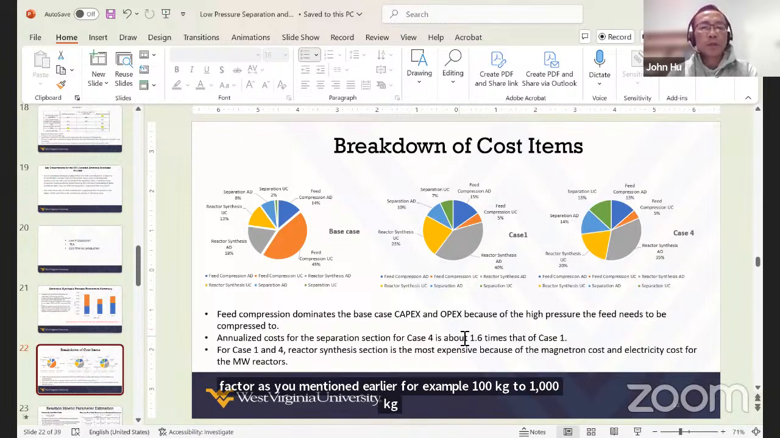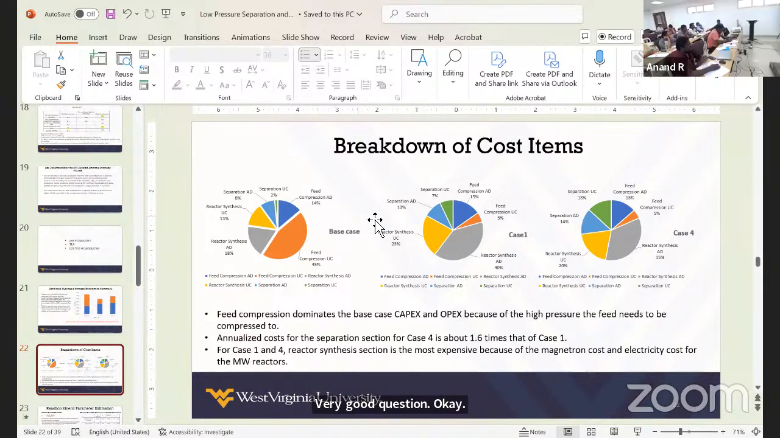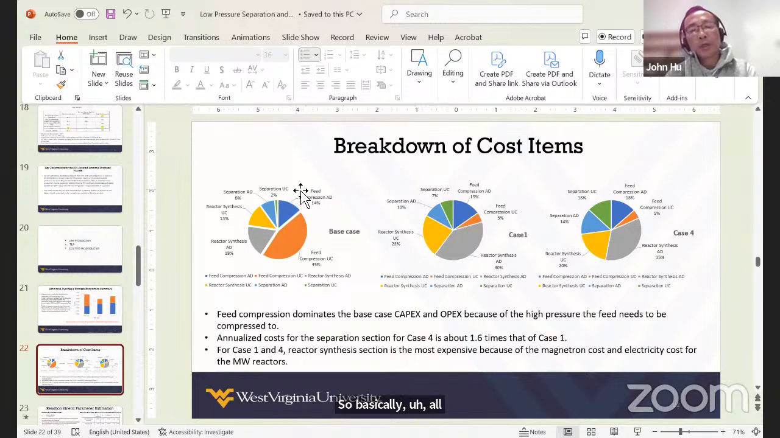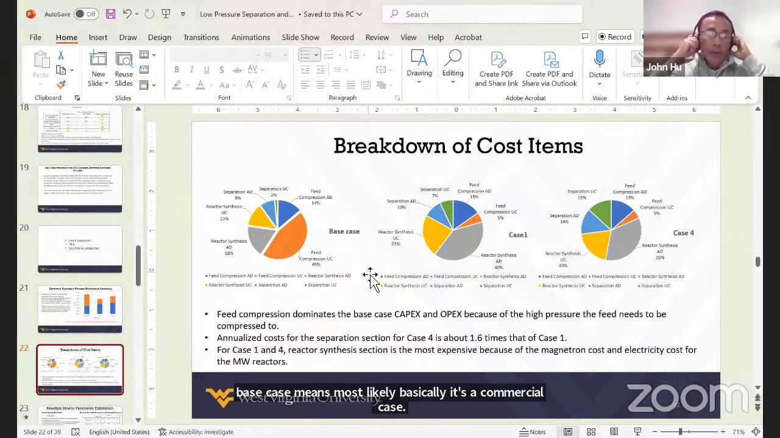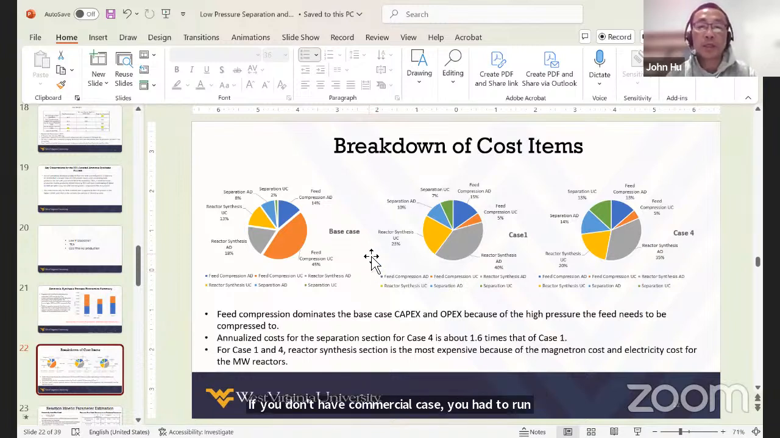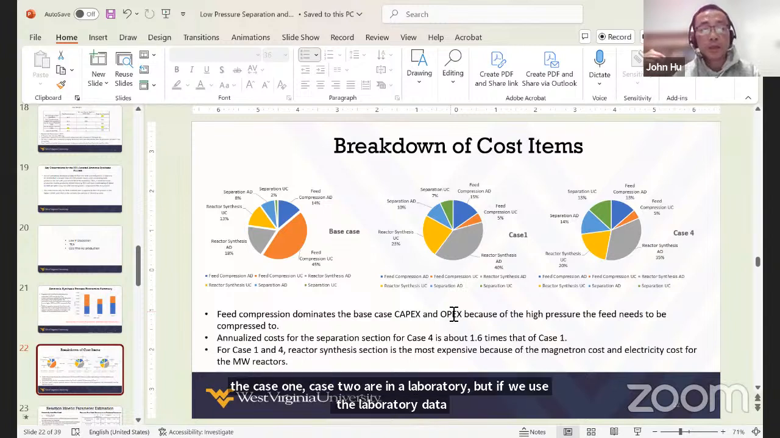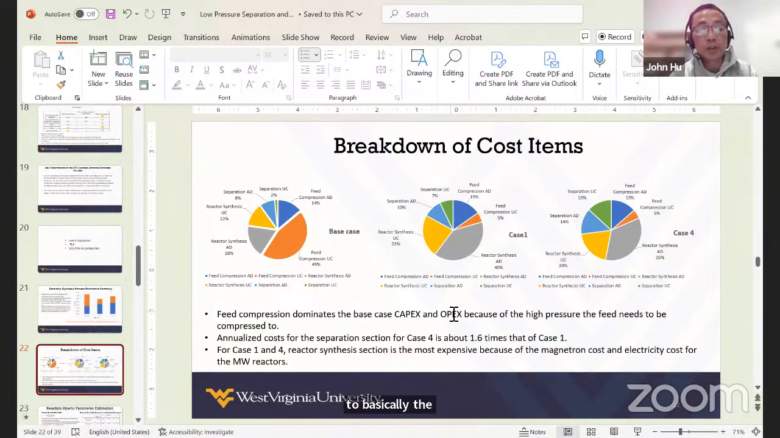Okay, very good question. So the Haber-Bosch data is the so-called baseline. You will see, and then in the new technology. For any economic analysis, you have to choose a base case. More than likely the base case is a commercial case. If you don't have a commercial case, you have to run your own laboratory data to create a base case. In this case, in Haber-Bosch, we do have a commercial case. Case 1 and case 2 are in a laboratory, but we use the laboratory data to measure a reasonable case. Okay, very good question.